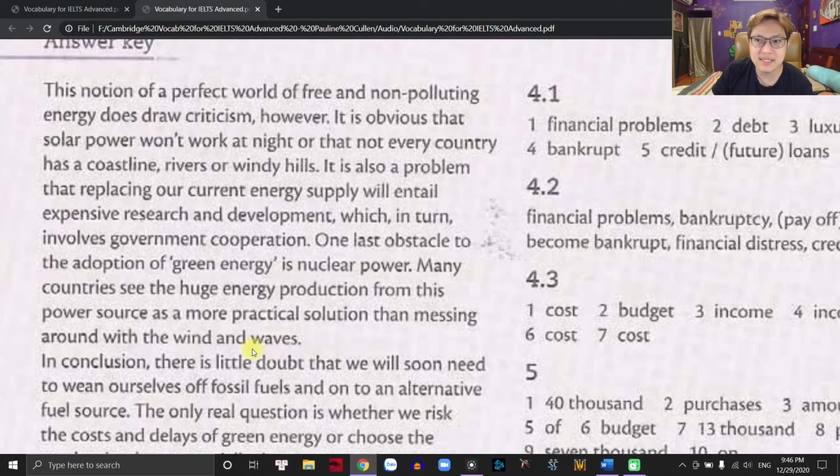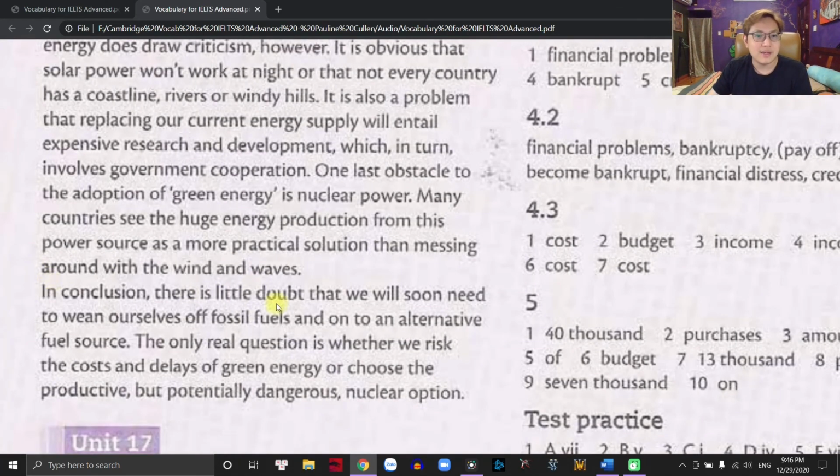Okay. And then, in conclusion, there is little doubt that we will soon need to wean ourselves off fossil fuels and onto an alternative fuel source. Kết luận, có rất là ít sự nghi ngờ rằng chúng ta sẽ sớm cần phải loại bỏ bản thân không có được xài năng lượng hóa thạch nữa và onto an alternative fuel source, tức là nhảy vào những nguồn năng lượng mà thay thế. The only real question is whether we risk the cost and delays of green energy or choose the productive but potentially dangerous nuclear option.